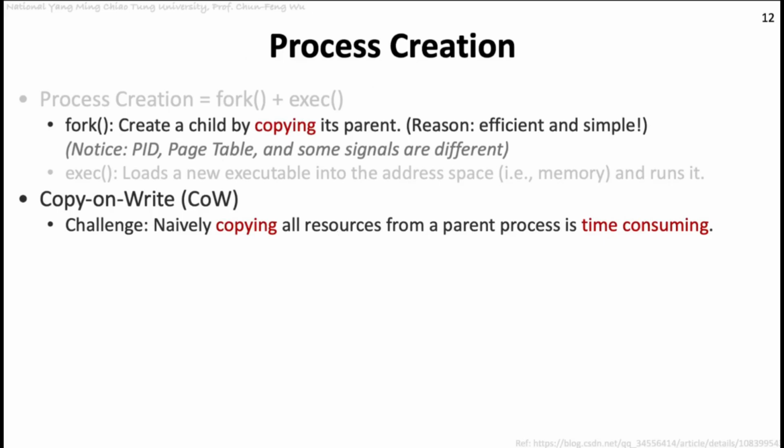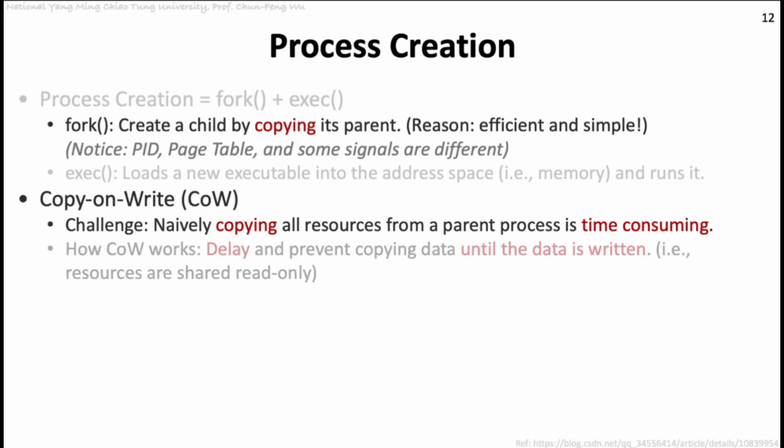Okay. Then how can the system do the copy? So copy on write works on delaying and preventing copying data until the data is written. So you can think about if most of the data is read-only, then we don't really need to copy the data, right? Because if we only want to read the data, then you copy all data, but they are the same. In this case, why not just share the data, right? So we only copy the data when they are updated. It becomes a new one, okay?